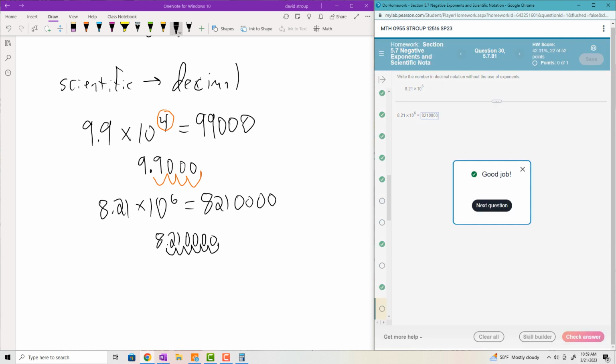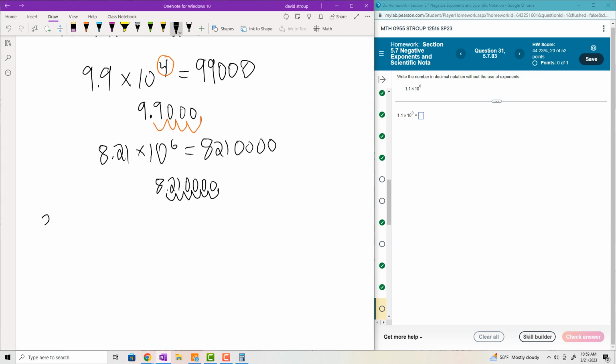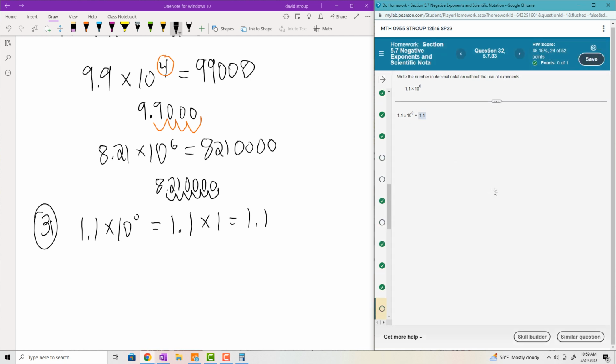So why would I use this kind of notation? Well, definitely in astronomy, when you're talking about distances to different planets, those distances are huge and the numbers are huge, so you use scientific notation. But you also use it for stuff that's really, really small. Before we get there, let's look at number 31, which is kind of a silly problem. 1.1 times 10 to the 0. Anything to the 0 is just 1. So it's 1.1 times 1, which is just 1.1. In that case, you probably wouldn't use scientific notation.